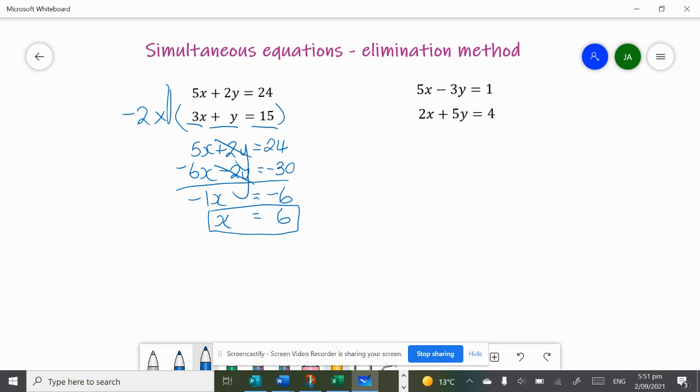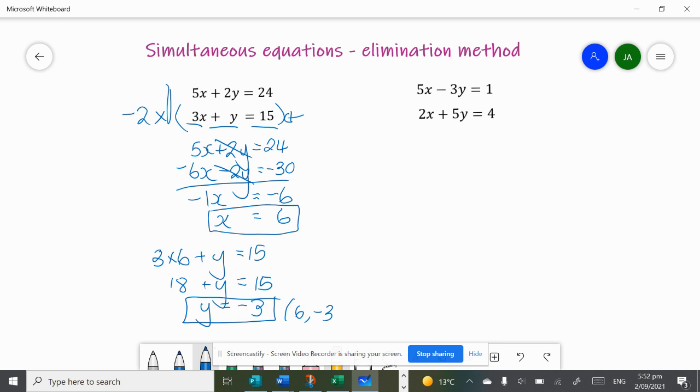So now just choose one of the equations to work out what my y value is by substituting in the x value. So I'm going to pick this one, the second one here. So we've got 3x, or 3 times 6, plus y equals 15. Okay, so that makes it 18 plus y equals 15. And to get rid of the plus 18, you just subtract it. So 15 minus 18 is -3. Okay, and then we get our solution. x is 6 and y is -3.